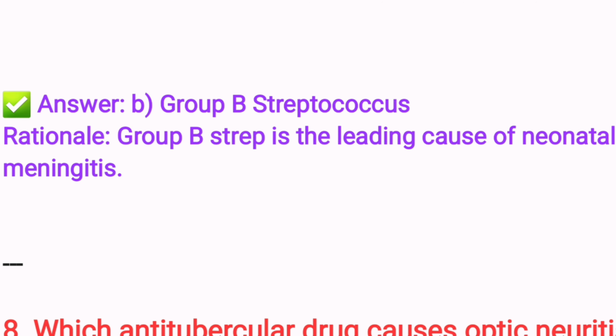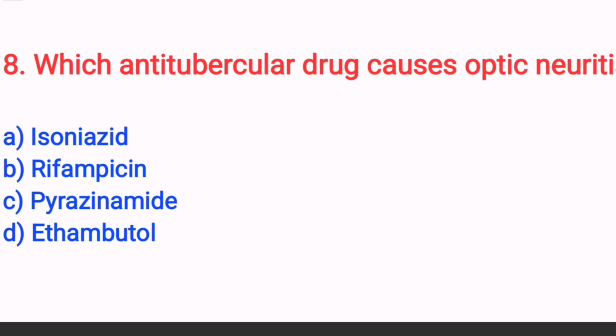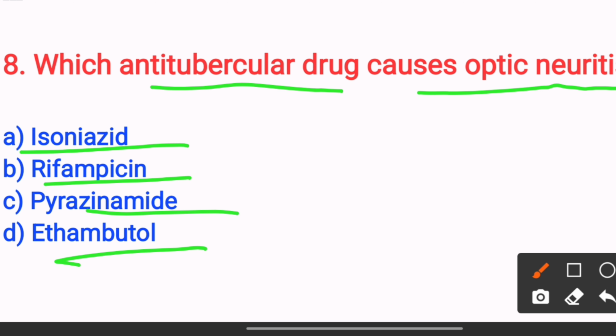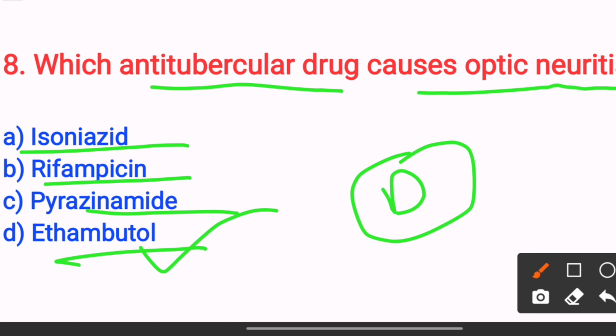Next, which anti-tubercular drug causes optic neuritis? Option A isoniazid, option B rifampicin, option C pyrazinamide, option D ethambutol. The answer is option D ethambutol.